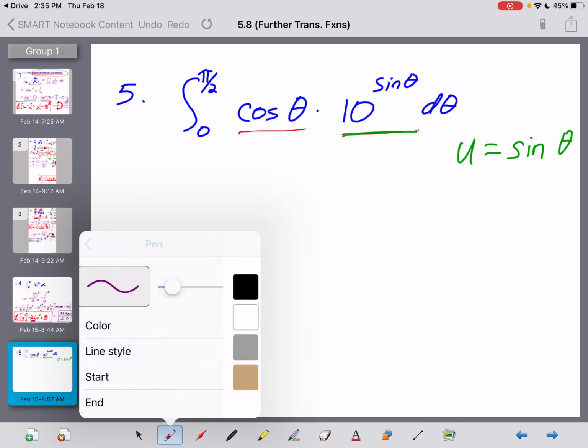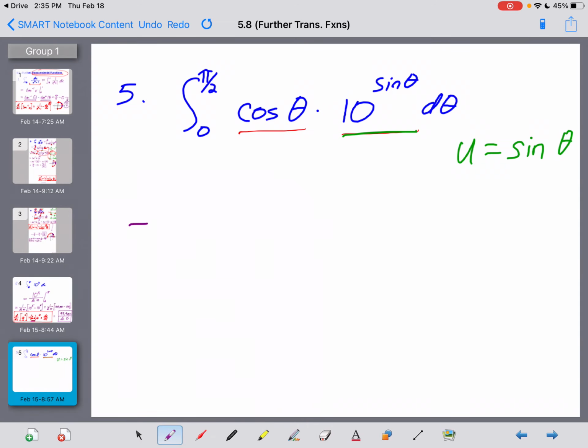So let me stop right there. Where are we now? This integral then becomes the integral of 10, and the sine of theta in the exponent just becomes a u. That wasn't so bad, but now I've got to worry about cosine of theta and d theta, and either all at once together or separately, we've got to represent both cosine of theta and d theta in terms of u. Not to worry, everybody.